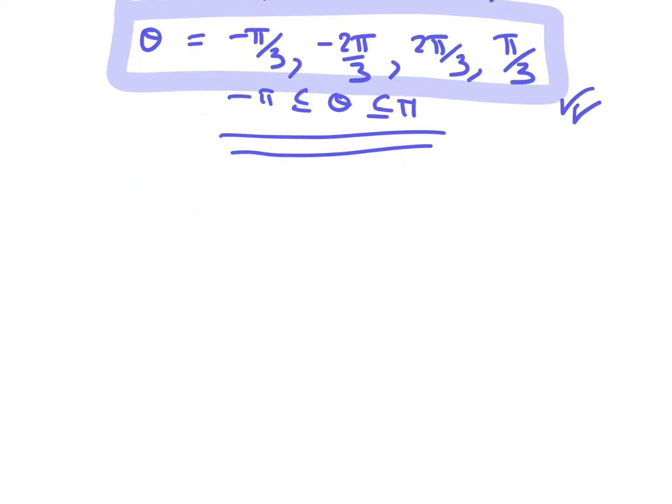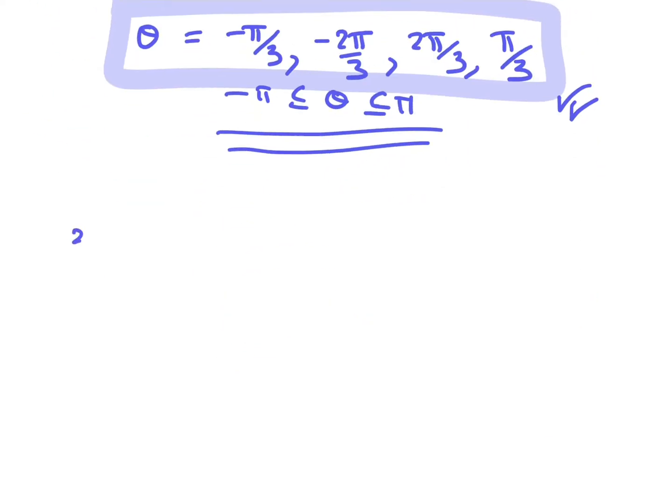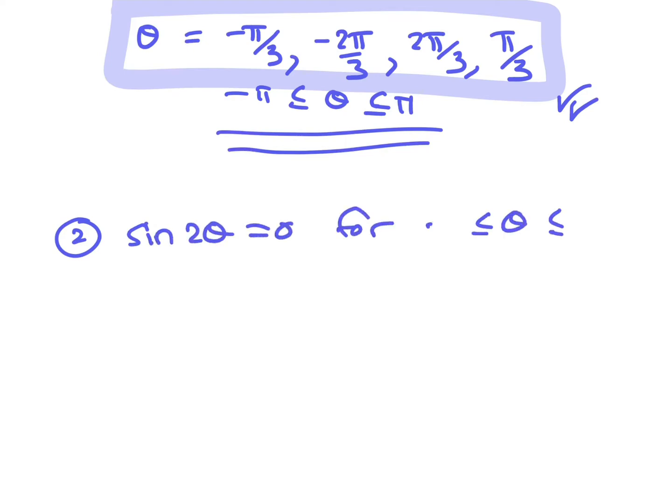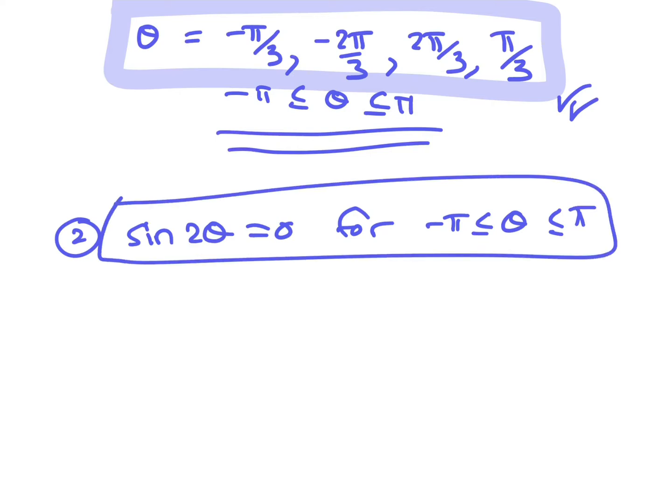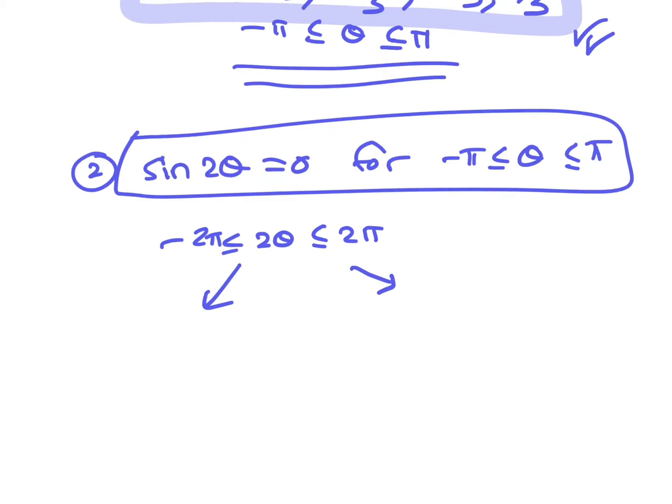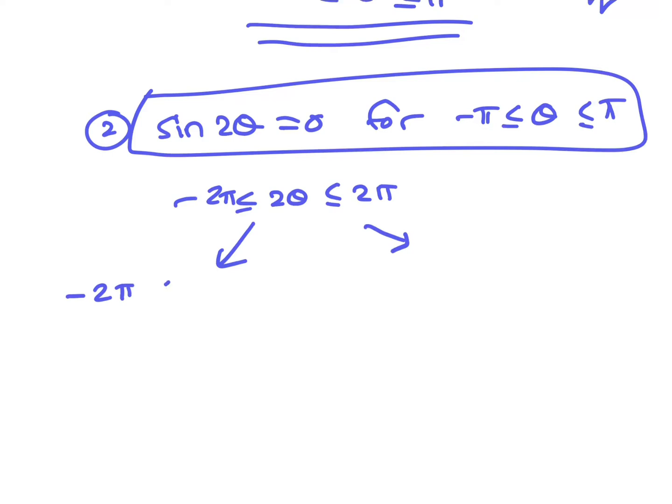Alright, so I might just do another one, but we might just do, say, sine 2 theta equals 0, and we'll do it for theta is in between minus pi and pi. Okay, so step 1, we know 2 theta is in between 2 pi and minus 2 pi. So that means we're going to have to split it, because it's much easier to do it as minus 2 pi, 2 theta and 0, and 0, 2 theta and 2 pi.